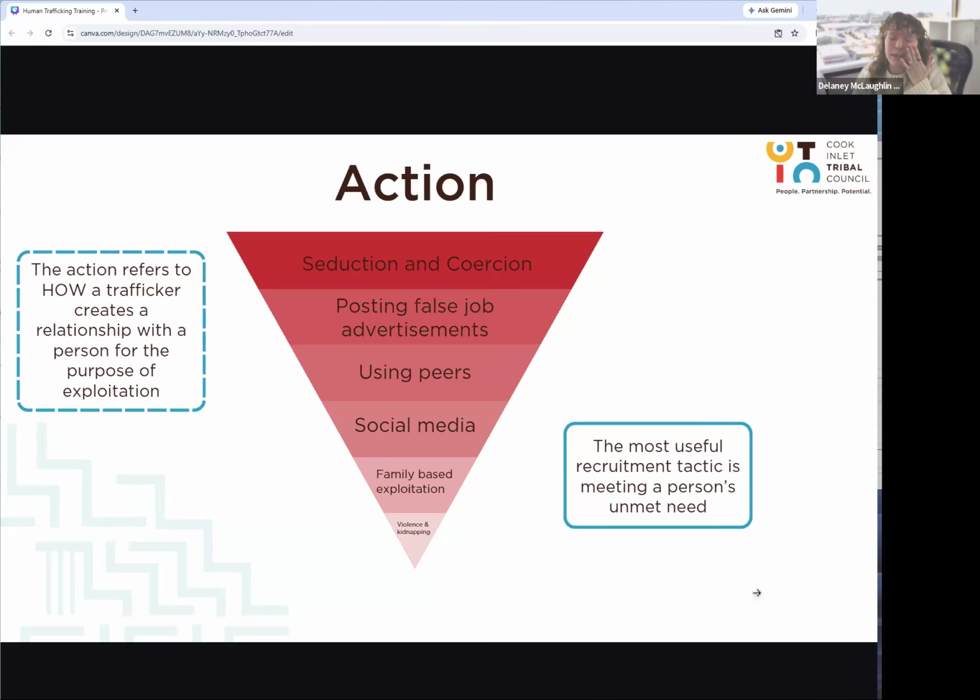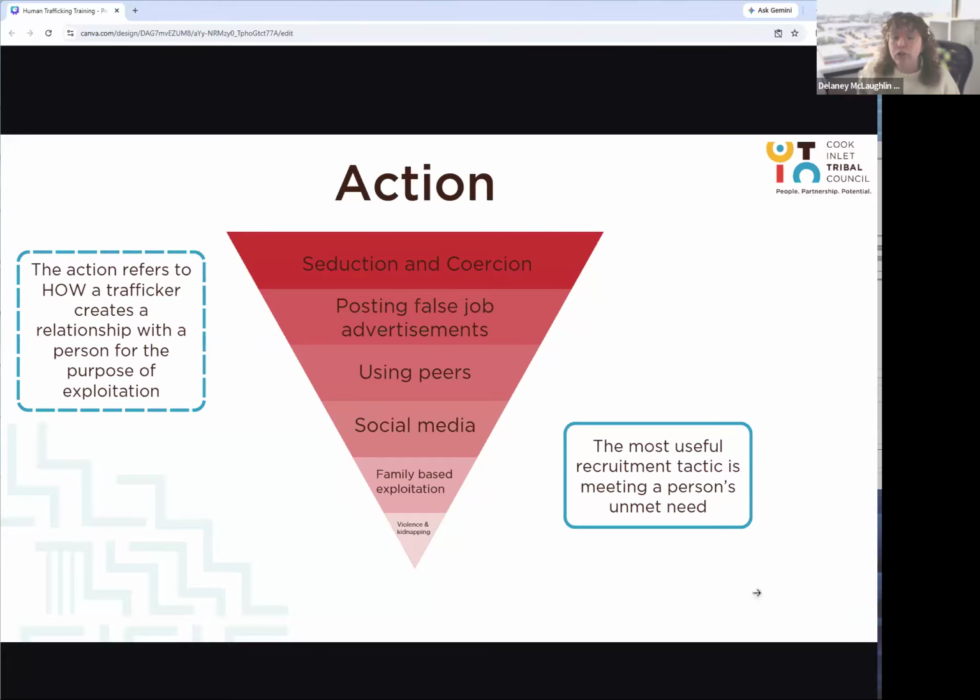Seduction or coercion. So this could be something where two people start engaging in a romantic relationship, and then partner A starts asking partner B to engage in sex acts. And if they don't, there is a level of force, fraud, or coercion involved. That would be considered trafficking.